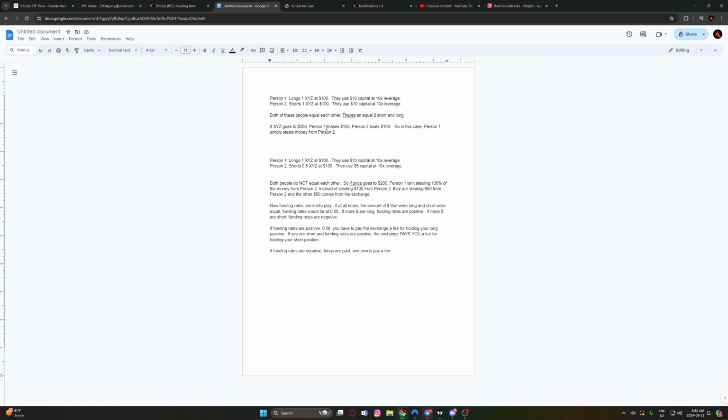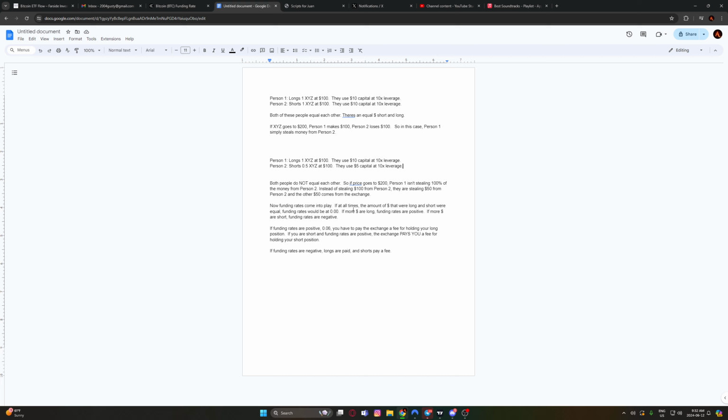Person one, the long, is stealing money from the shorts, person two, and that's how it works. But if the amount of longs, like in this case, the amount of money long is more than the amount of money short, then the money has to come from the exchange. So in this case, funding rates come into play.